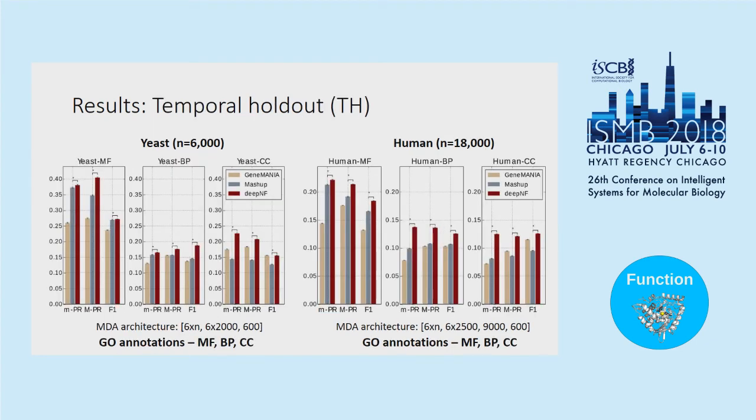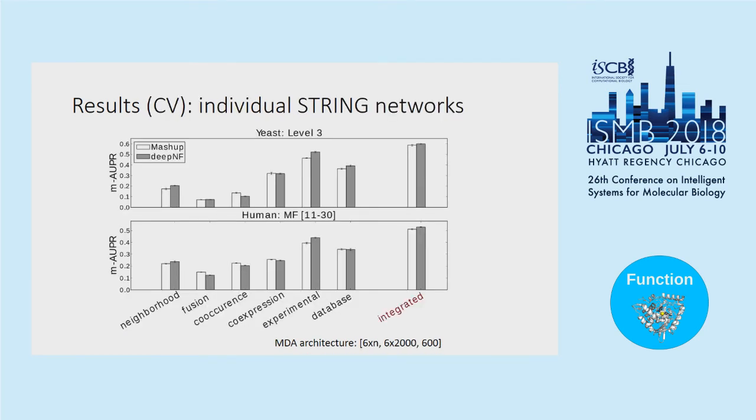In the case of temporal holdout, you see even better results, and again we outperform and get actually statistically significantly better results than Mashup, which is just a linear and a shallow technique for creating features. This is just to show you that we get the best results only when we integrate all the networks together. So we get results that are better than any individual data source.